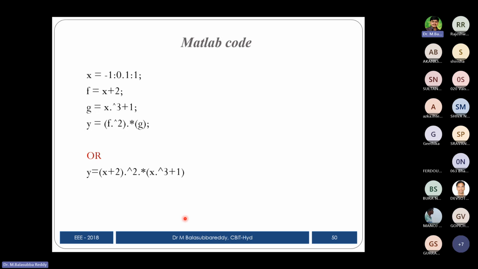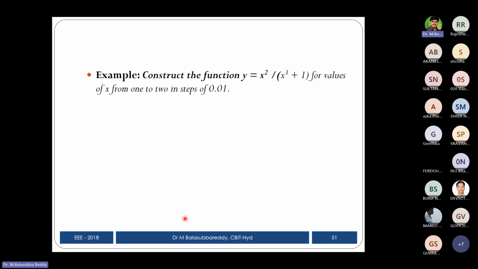So directly it will give it: if x is -1, what is the y? If x is equal to -1 plus 0.1, because incremented by 0.1, that is -0.9, then what is the y? And -0.8, what is the y? It goes up to 0 and then up to plus 1. So all the values are going to be displayed.